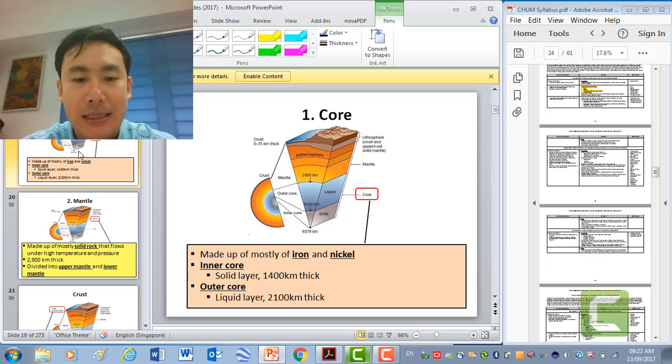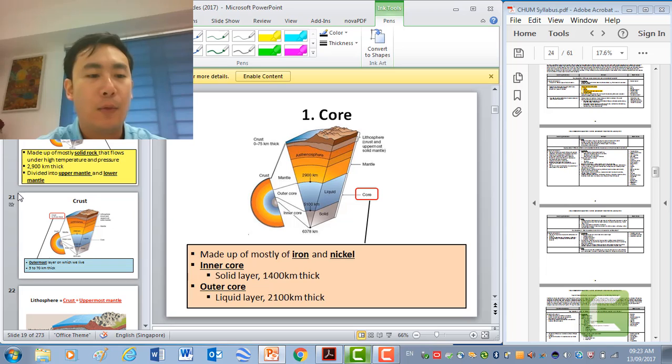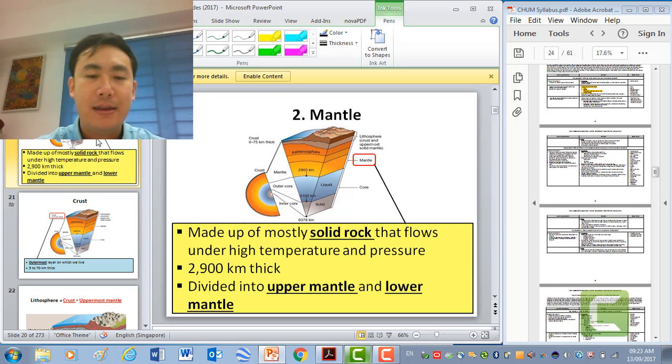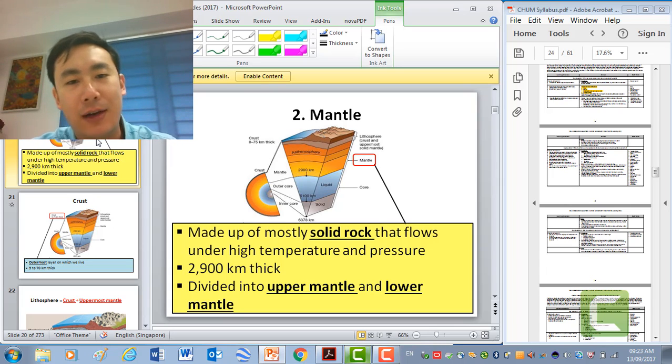What's important is basically that it's 3,500 km thick. Okay, and it's made up of a solid inner core and a liquid outer core, right? What's important about the mantle is that it's made up of mostly solid rock. Okay, think of it as something that's solid and yet can flow, right? It's 2,900 km thick. It's divided into the upper and lower mantle.